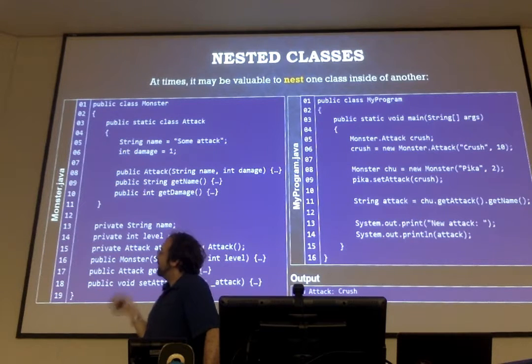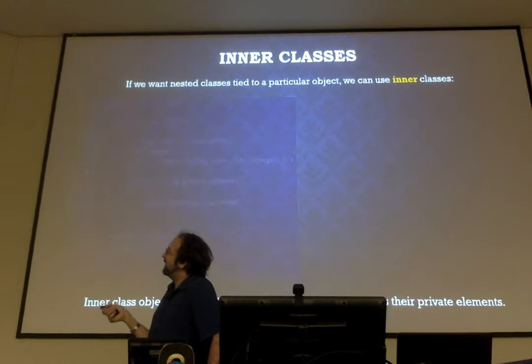Then we want to get the name of that attack. So the variable name for our monster is chew. We do chew.getAttack. That'll get the attack object. .getName. That'll call the getName.